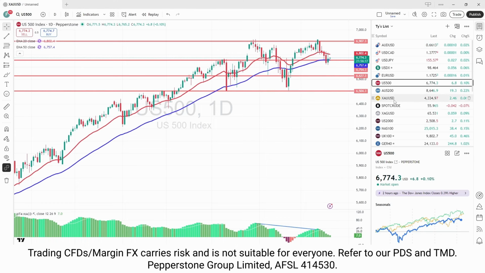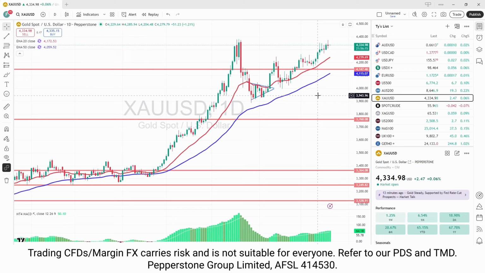Over to gold, and the gift that keeps on giving, the trade of probably 2025 really, it's just been a powerhouse right through. Look, big doji candle in the last trading session, as you can see, but it did all but hit an all-time high. I think it just got there. It might have just touched it.